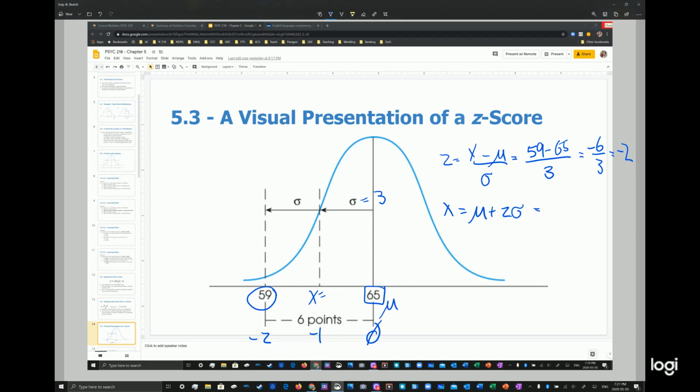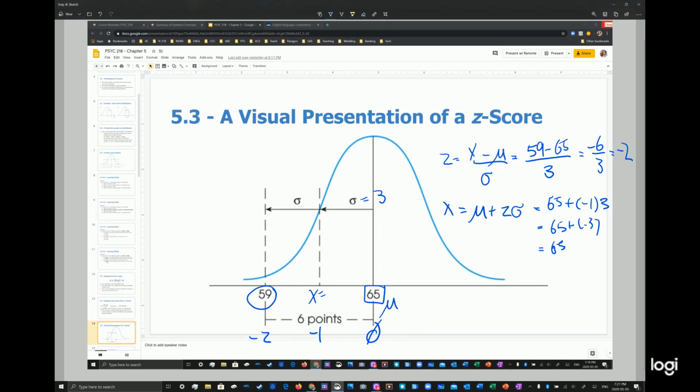And so, okay, well, I got mu, which is 65, plus negative 1, that's our Z, and the standard deviation is 1. So, well, okay, 65 plus negative 3. I'm going to do all the steps, just like I would require the students in my class to do when they're showing the work. Well, 65 minus 3, well, that's 62. So again, here's a simple visual representation of a Z-score from which you can do both things. You can calculate the Z-score, and you can also calculate an X-score.